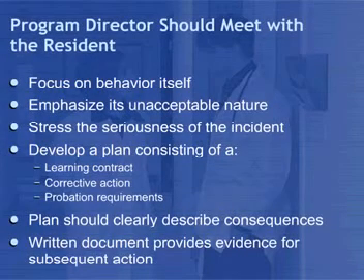When the program director meets with the resident, problem behaviors should be described carefully and their effect on others clearly explained. Focus on the behavior in question, not the why of its occurrence. The unacceptable nature of the behavior should be emphasized and the seriousness of the incident stressed. Develop and draw up a plan consisting of a learning contract, corrective action, probation, or whatever is consistent with your own policy. It should clearly describe what behaviors will not be tolerated and the consequences if they recur. Consequences may include dismissal from the training program.